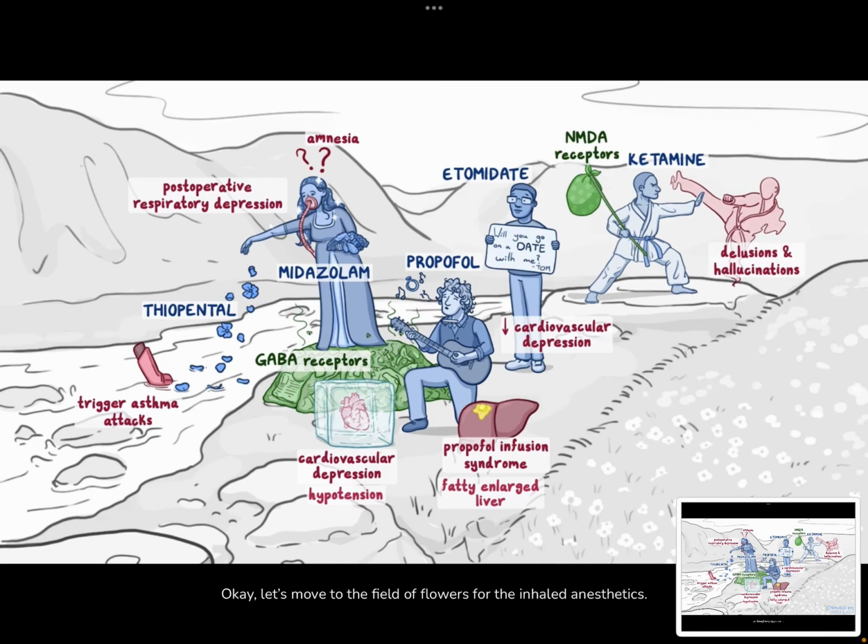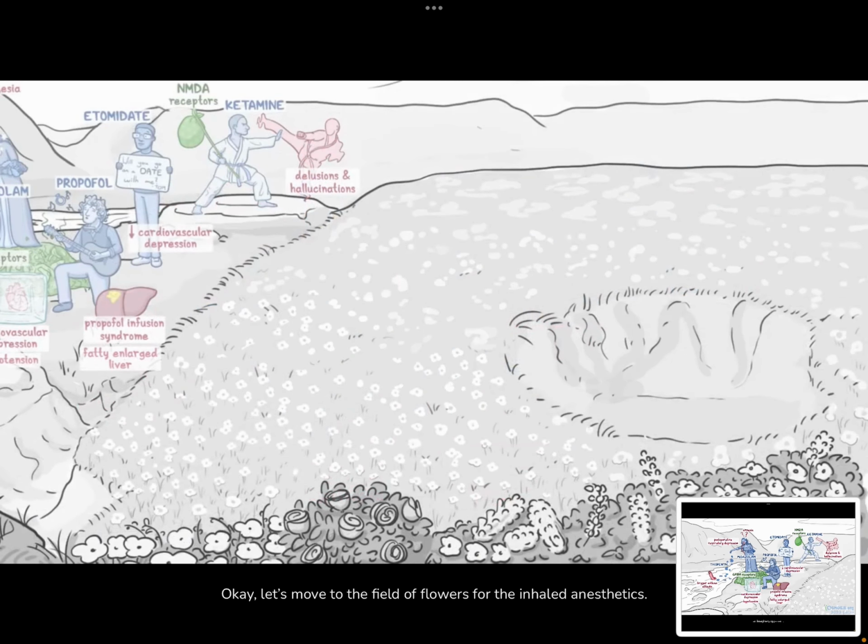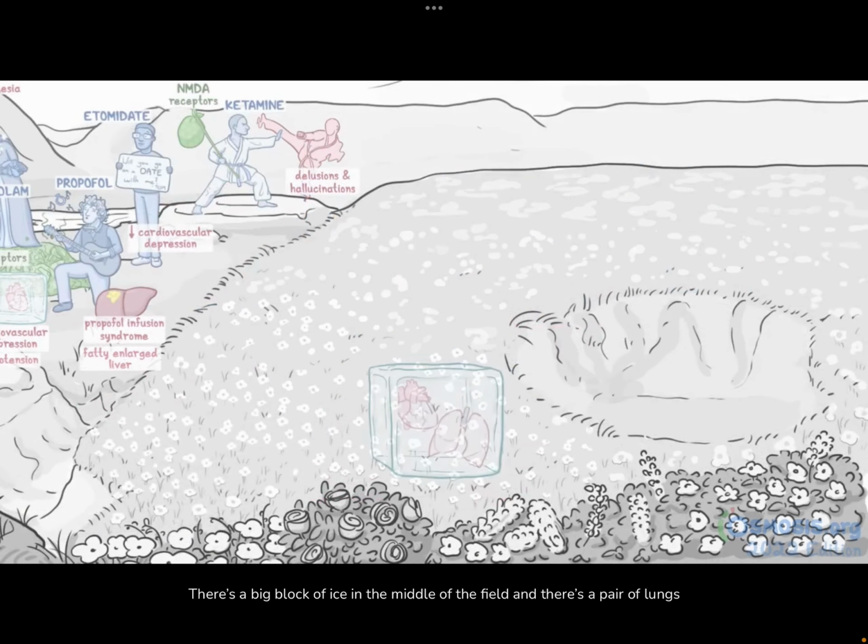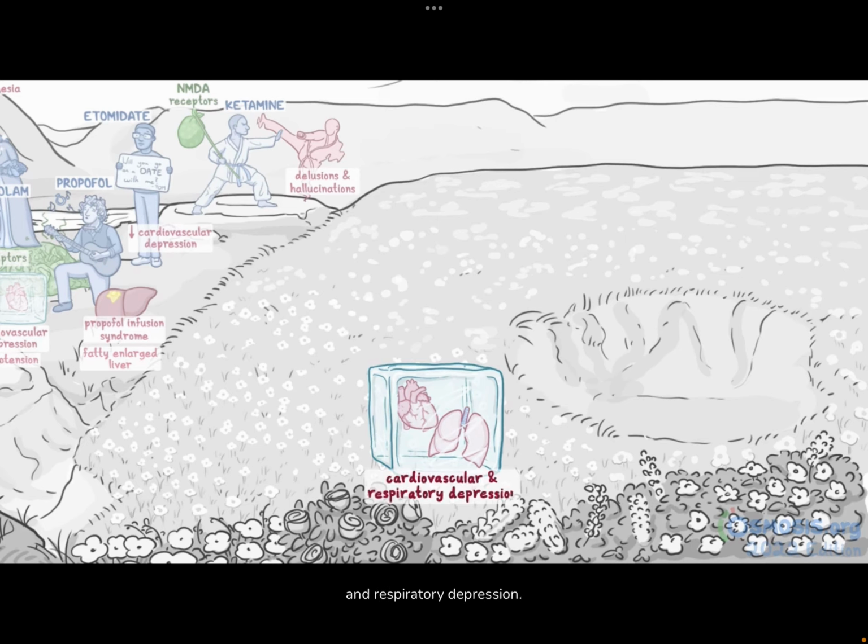Okay, let's move on to the field of flowers for the inhaled anesthetics. There's a big block of ice in the middle of the field, and there's a pair of lungs and a heart inside to help you remember that all the inhaled anesthetics cause cardiovascular and respiratory depression.